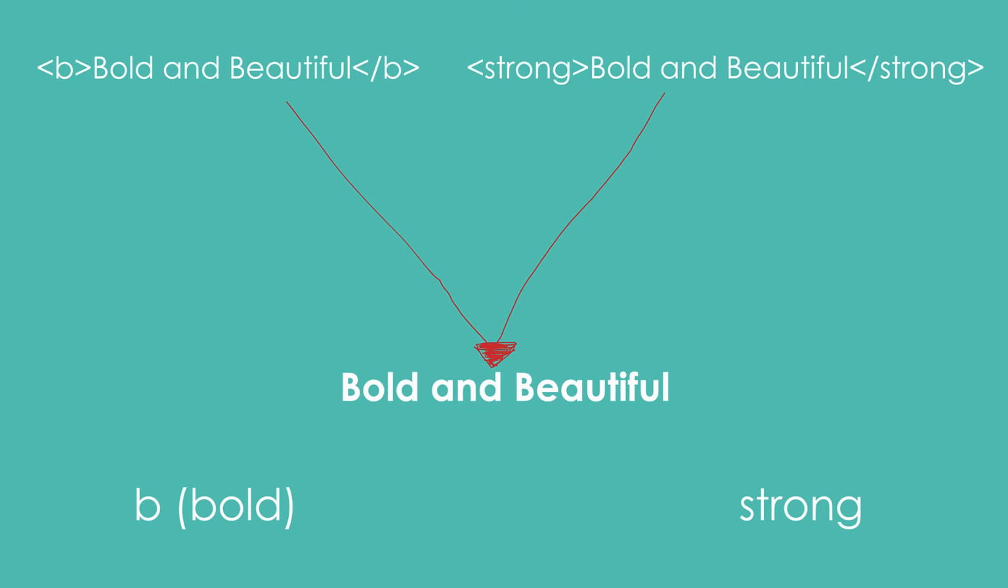Technically, the strong element should be used to indicate content that has special importance, while the B, or bring attention to element, is just to bring people's attention to the text. And the text doesn't have any special importance. Some people argue about the semantic difference, and others just kind of use them how they see fit.